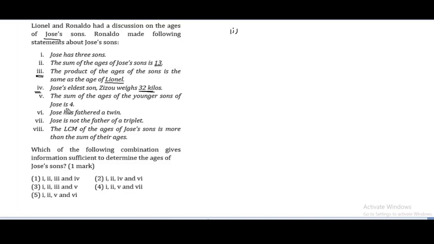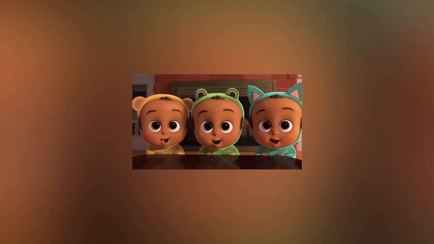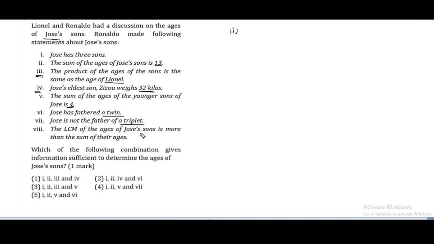The sum of the ages of the younger sons of Joe is 4. Joe has fathered twins. Joe is not the father of triplets. The LCM of the ages of Joe's sons is more than the sum of their ages. Which of the following combinations gives information allowing you to determine the ages of Joe's sons?